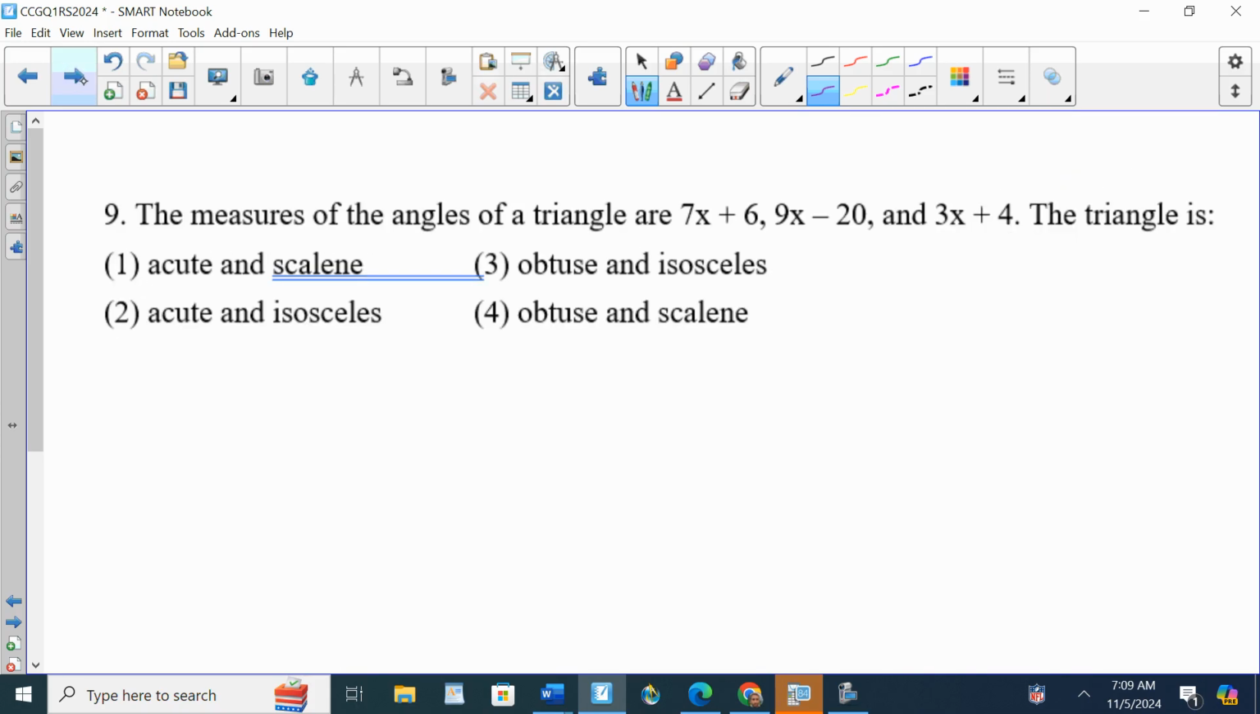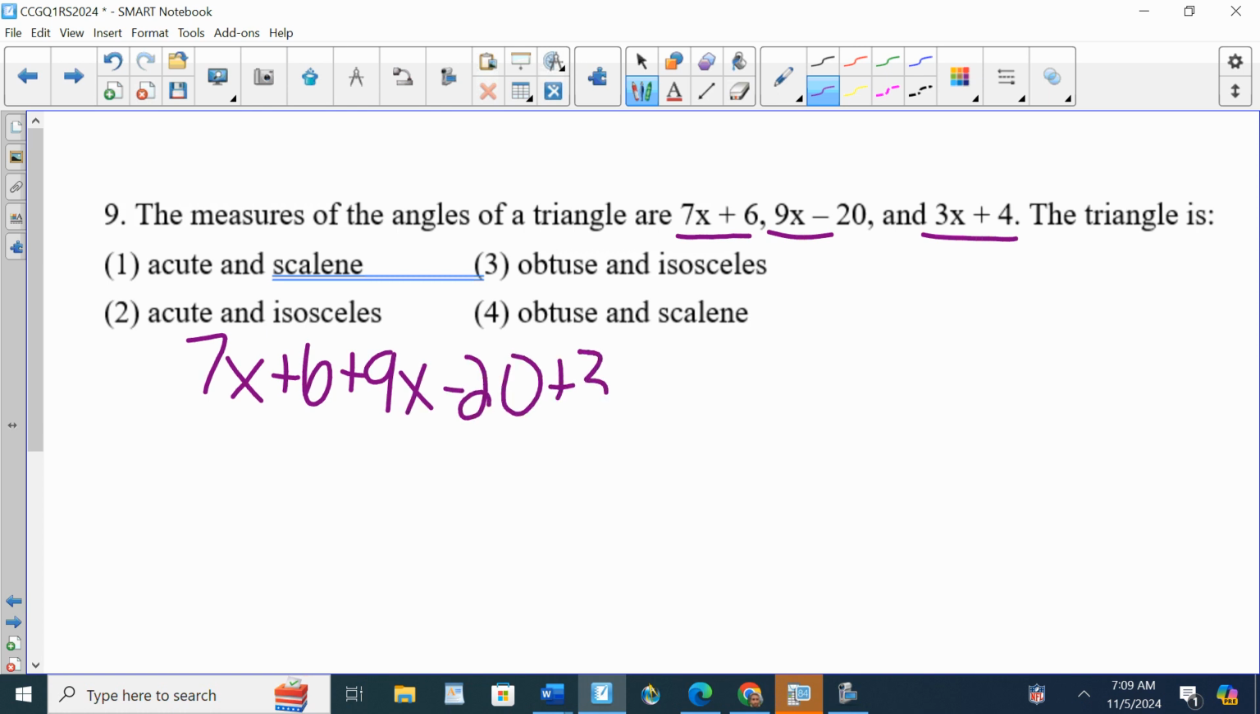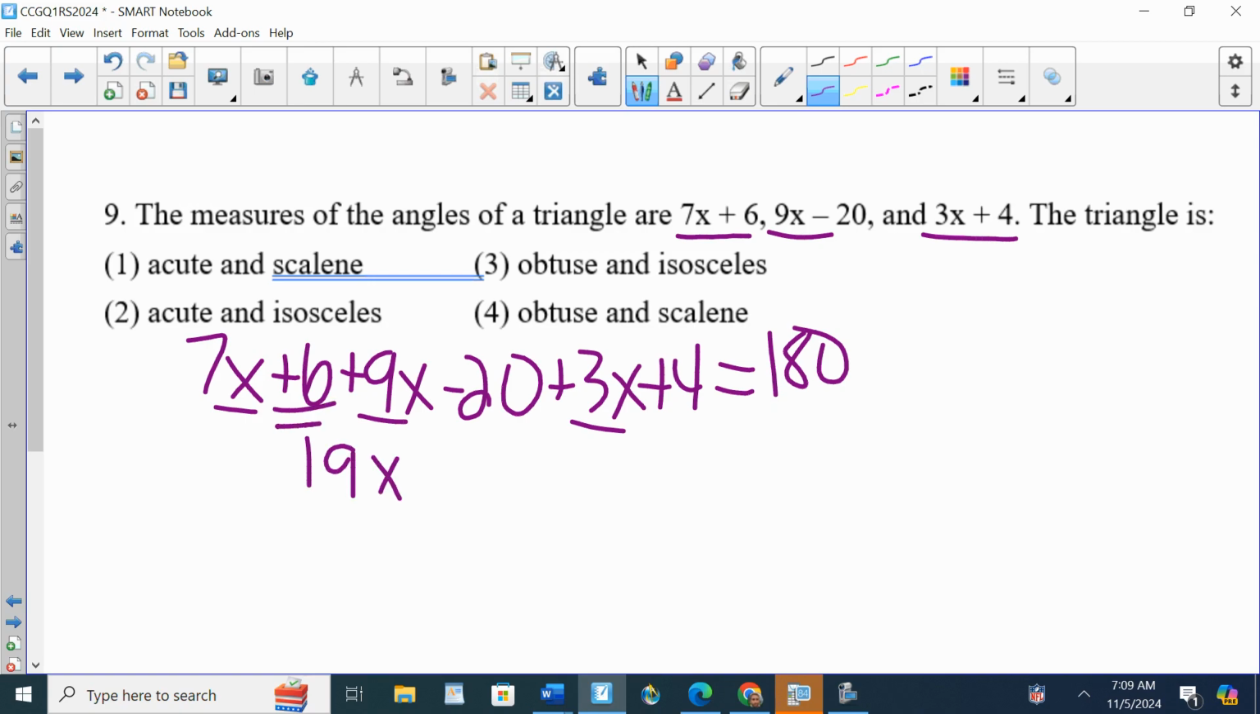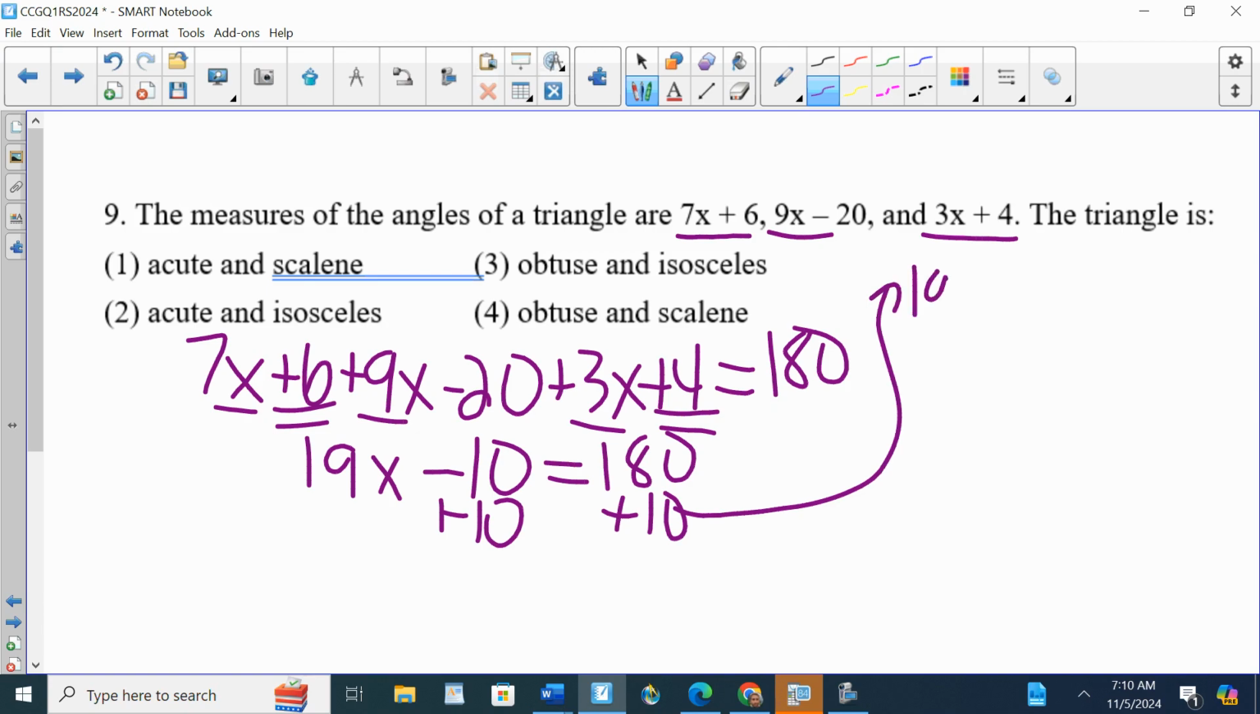We talked about this earlier in a different context. The angles of a triangle add to equal 180. So, if they give you algebraic expressions, the angles of a triangle add to equal 180. From here, we do the algebra. 7x, 9x, 3x, 19x. Positive 6 and positive 4 is positive 10. Minus 20 is minus 10 equals 180. Plus 10 plus 10. 19x equals 190. Divide by 19. X is 10.